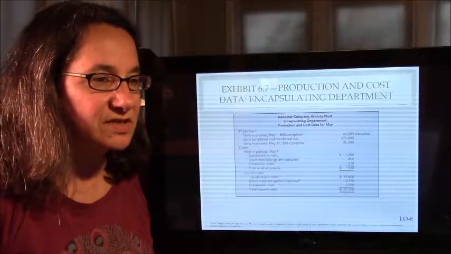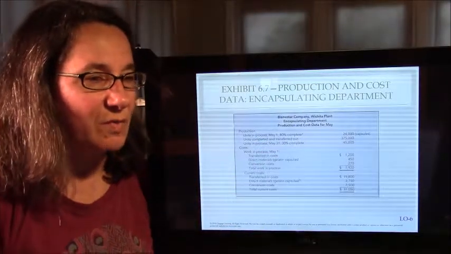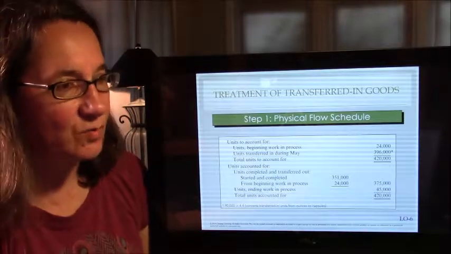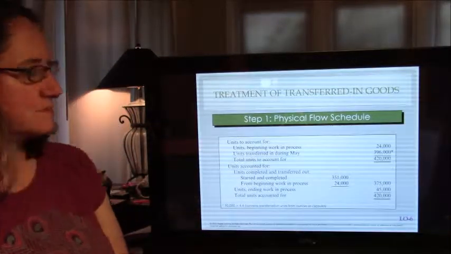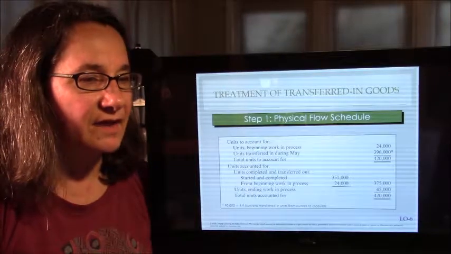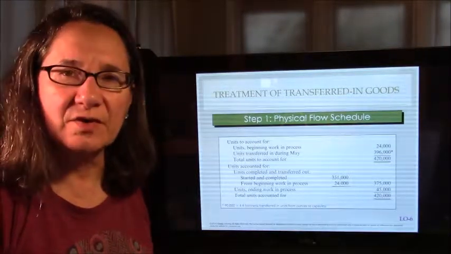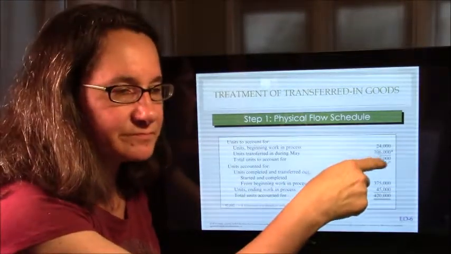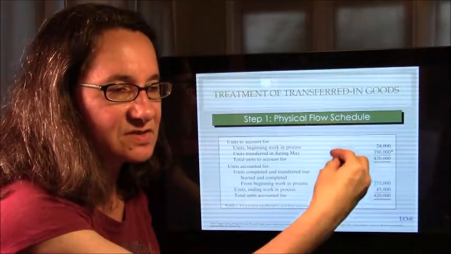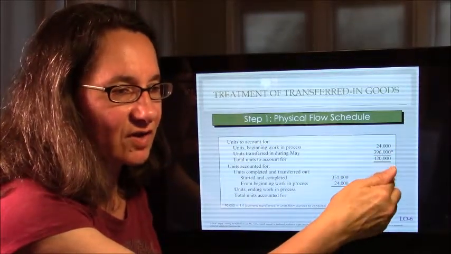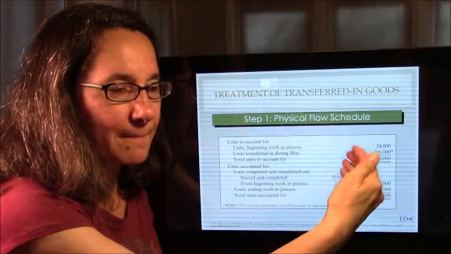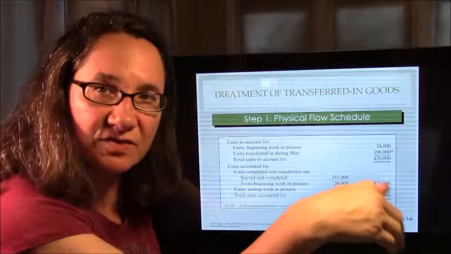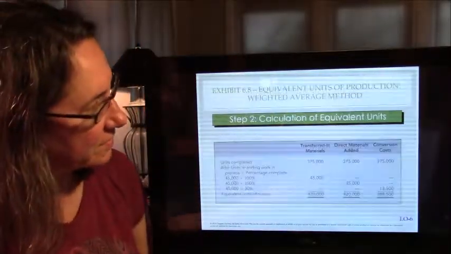Here's a separate production and cost data report. We won't be preparing one of those. We will prepare physical flow schedules, and that would be part of 6.31 if you want to see me prepare one, but it's basically just how units are coming in. Right? Beginning work in process, number of units, units transferred in, total units to account for. Well, that is how we begin to compute our equivalent units. We have to know the physical flow to be able to get the equivalent units.